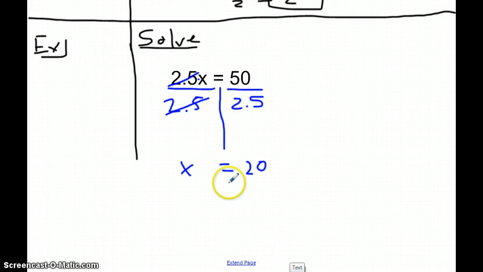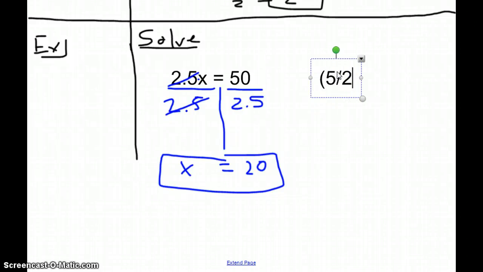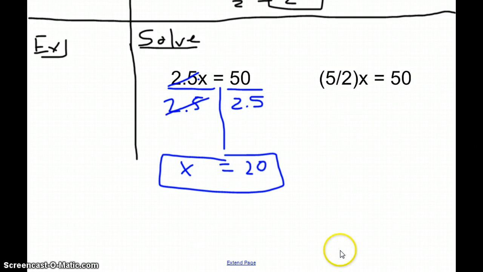Alright, once again, if you need to pause it and slow things down, write that down, go right ahead. Another example that we're going to do is 5 halves x equals 50. Okay, 5 halves x equals 50.